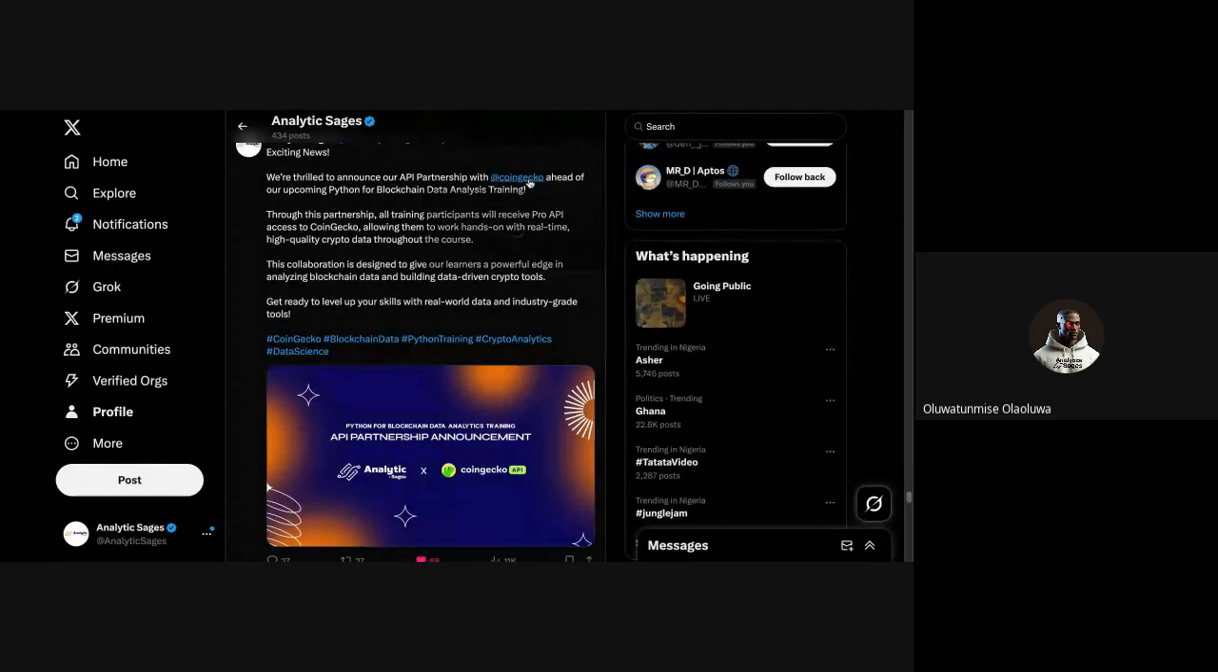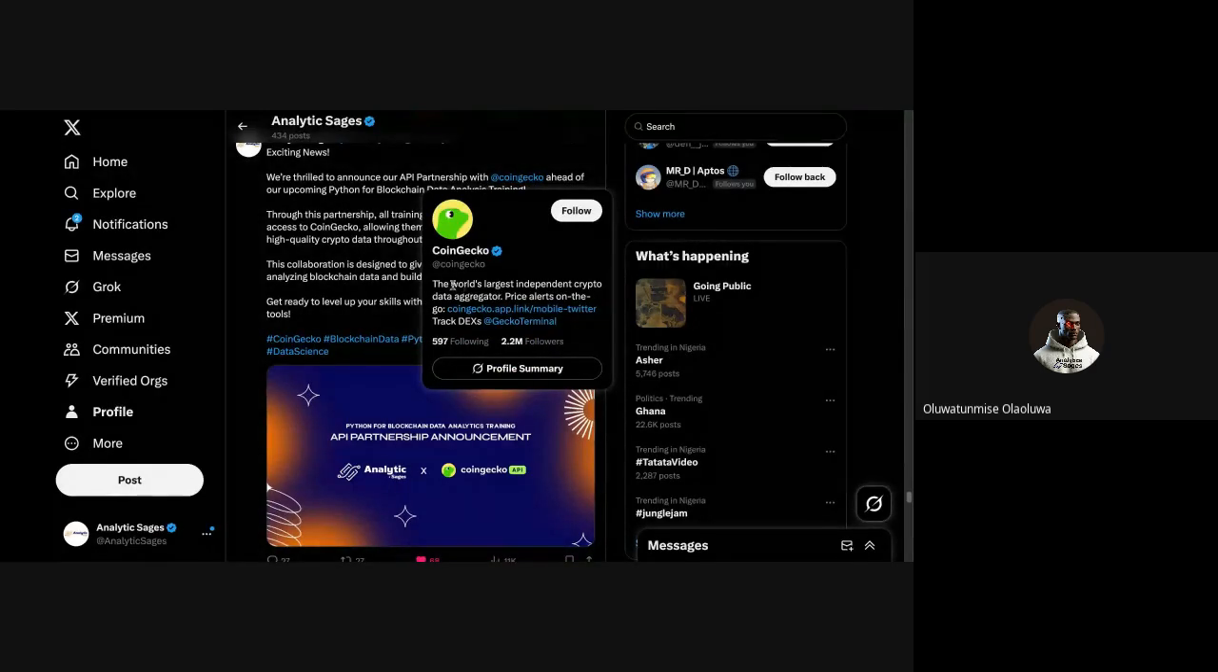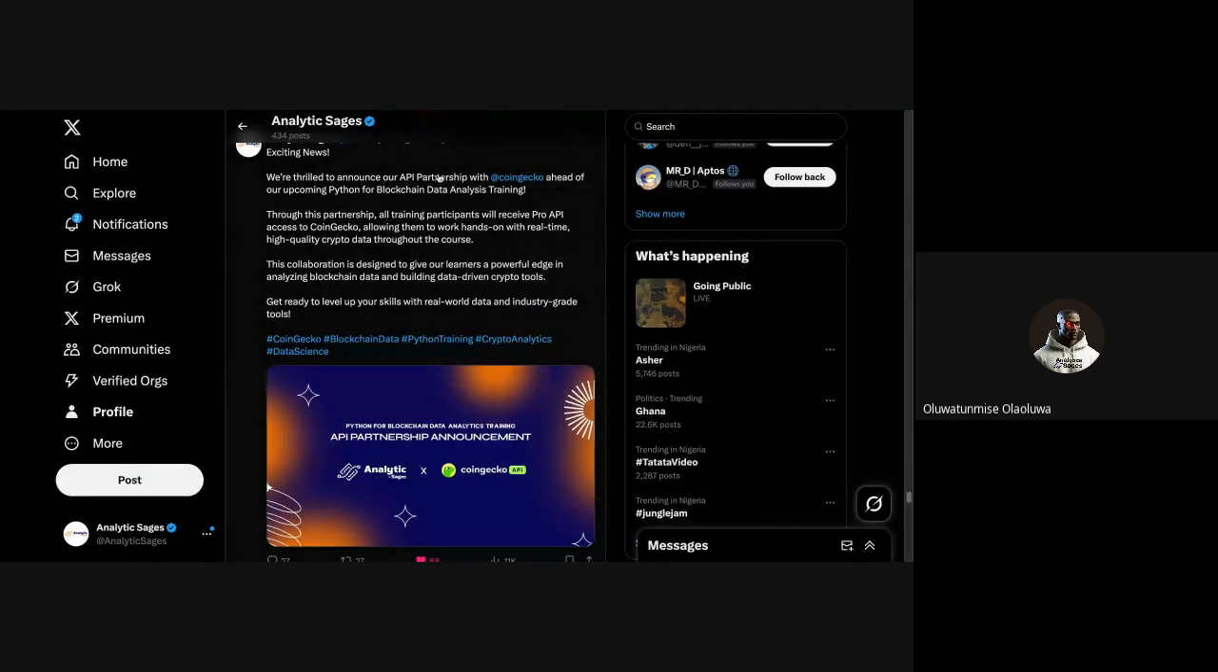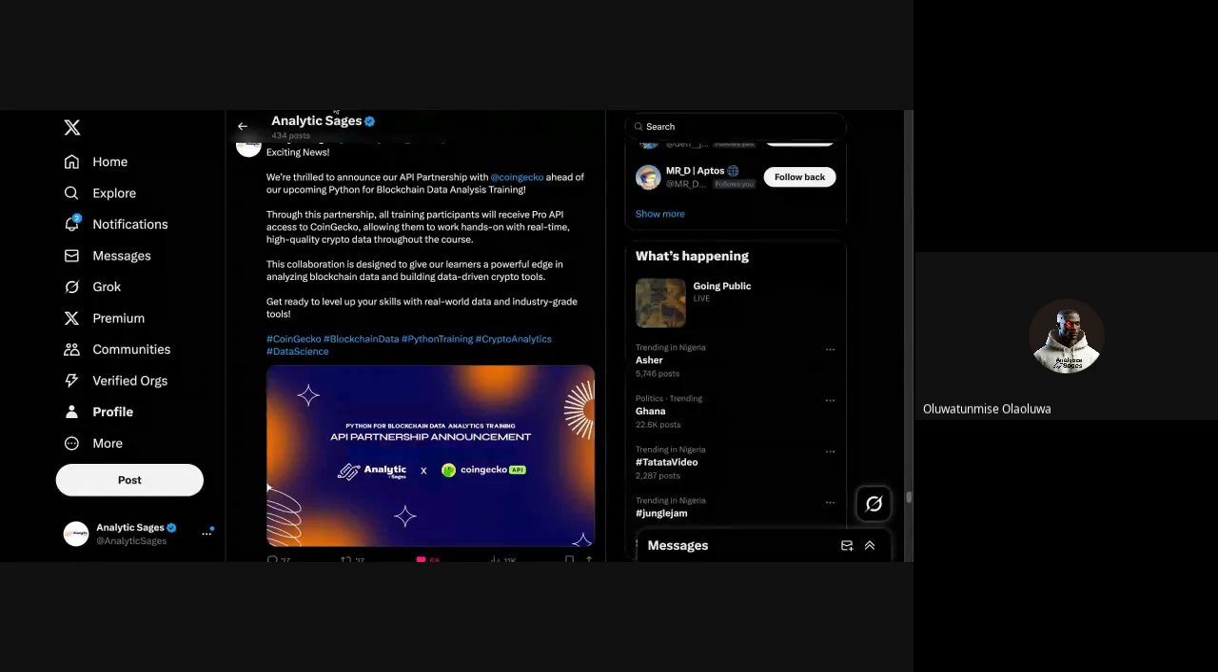Now, CoinGecko, on the other hand, you can see here, is a leading industry partner. As you can see, CoinGecko has over 2.2 million followers. So you get to know that they are not just a data provider. They are well known in the space.